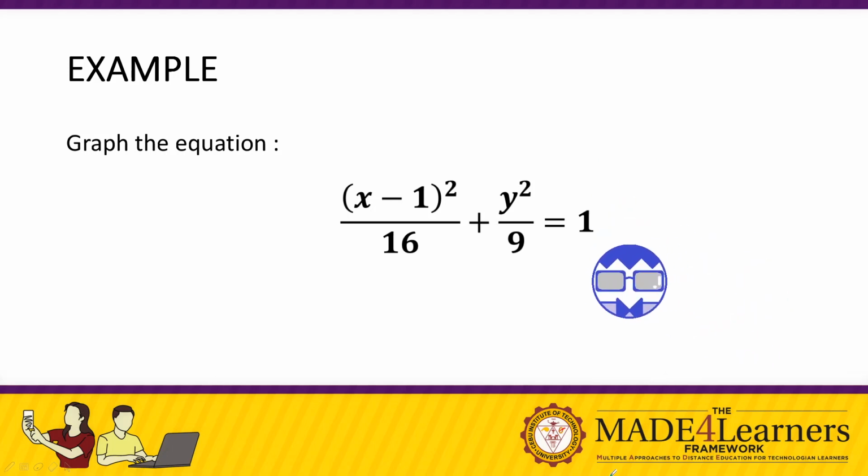So if the number here is not 1, you should divide by that number in such a way that the number here will become 1. For example, if this is 4, divide it by 4. So the right hand side of the equation should always be 1. Okay, so let's go to the board for us to graph this equation.